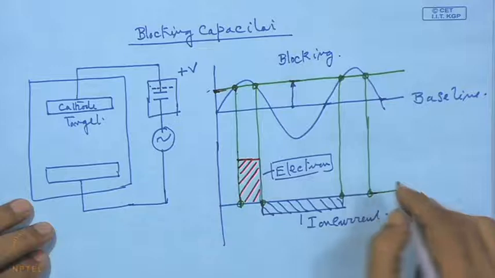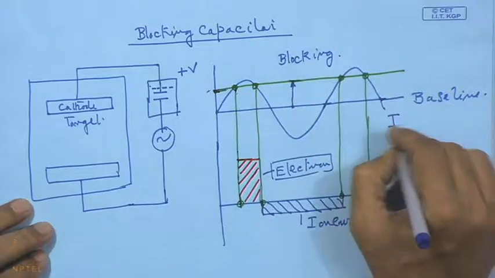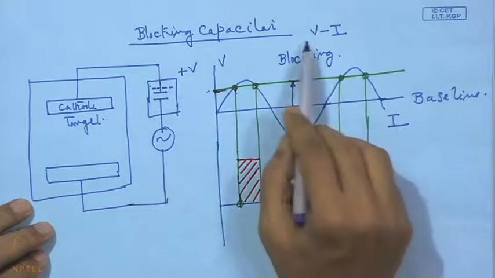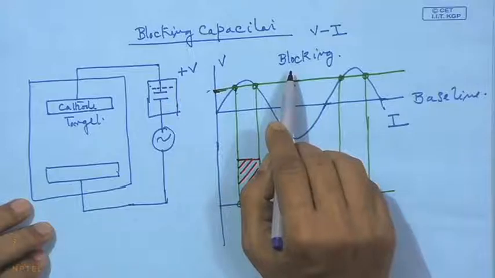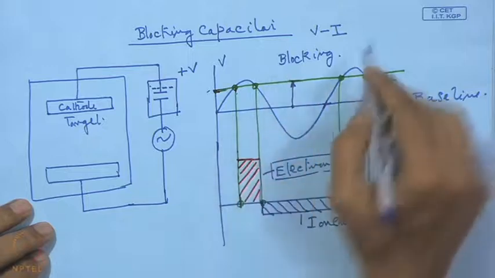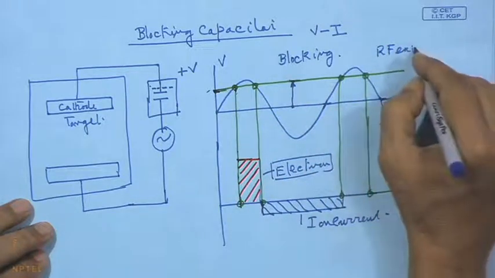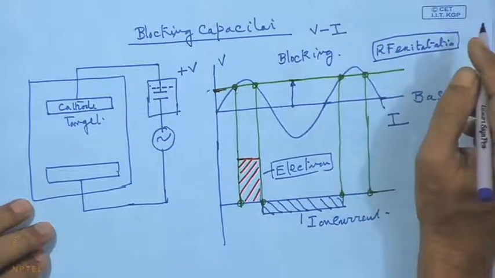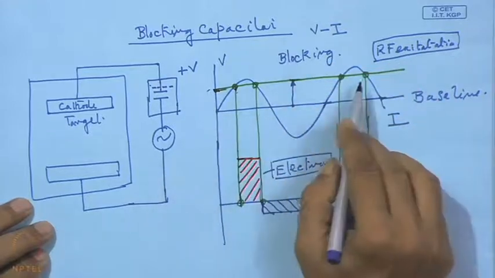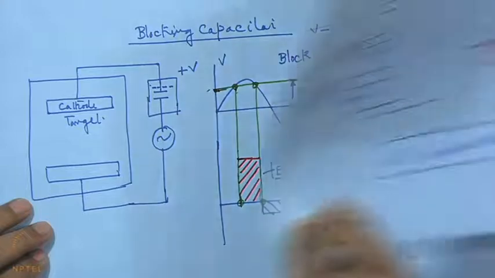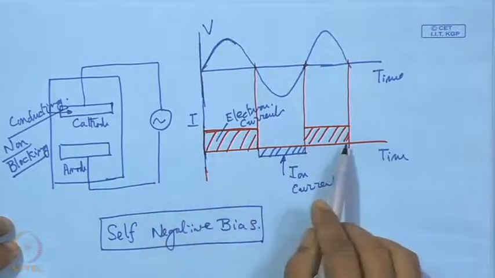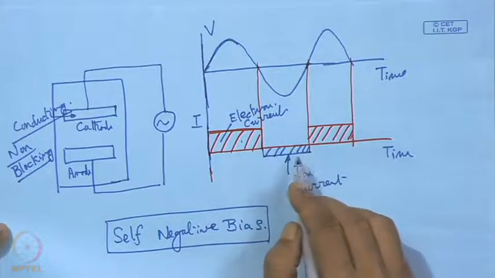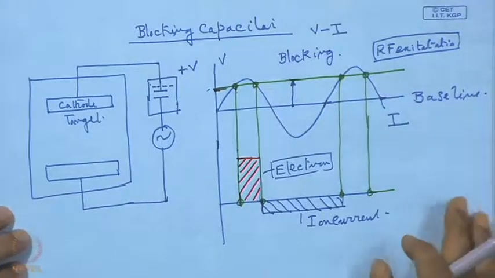Actually this diagram, where this is I and this is V, we should call the V-I characteristics of a blocking electrode when it is subjected to RF excitation. When it is subjected to this RF excitation, a blocking electrode should behave following this V-I characteristics. When it is non-blocking, there is a flow of current through this circuit, and in this case the electron current and ion current are not numerically equal.